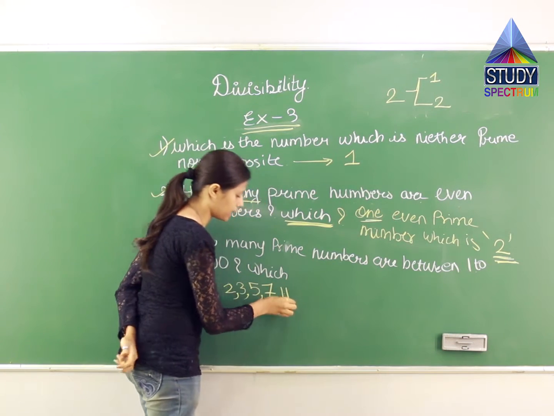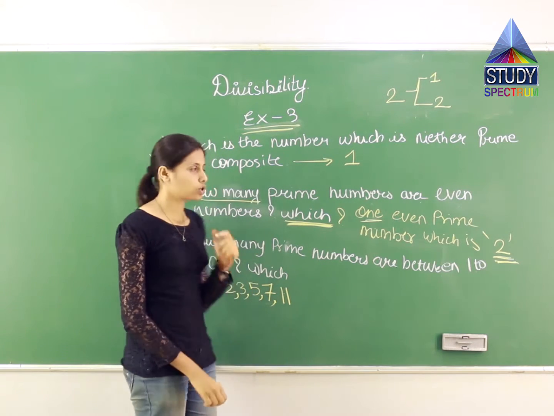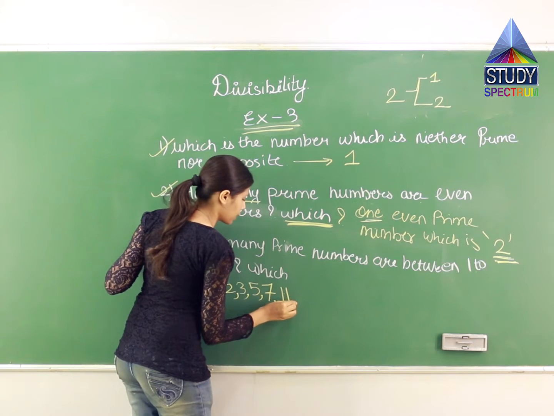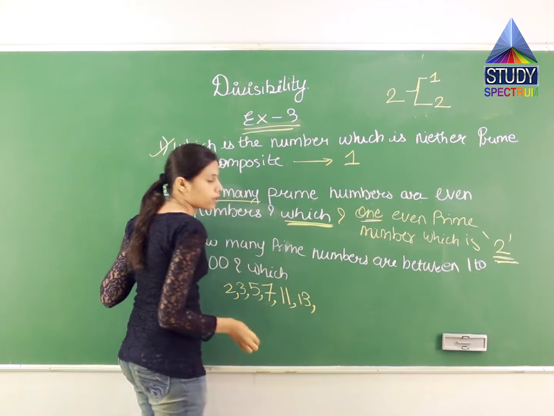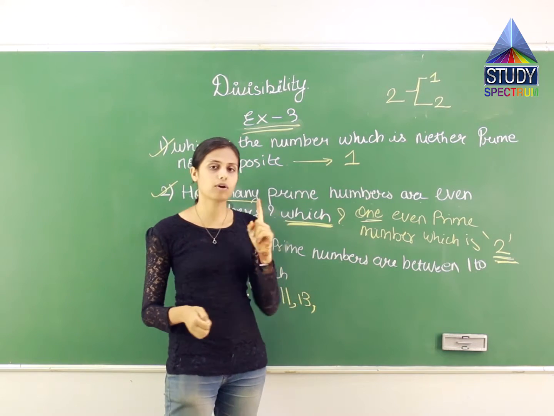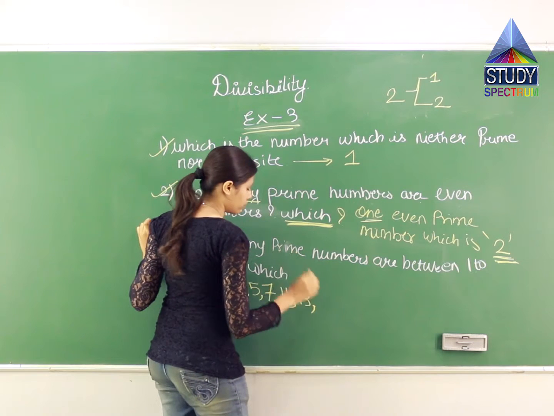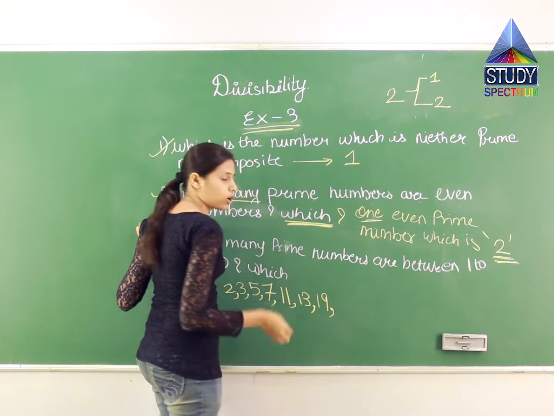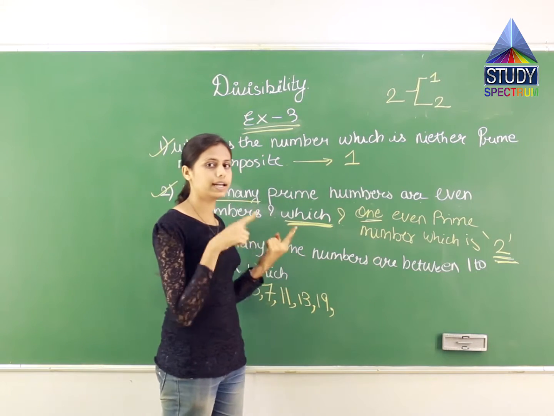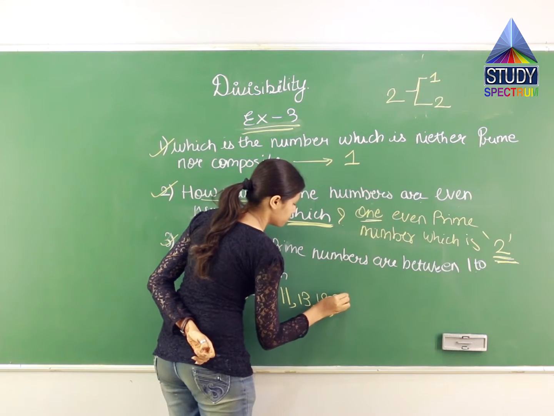11 is a prime number. 11 किसी के भी टेबल में नहीं आता है except 1 and 11 itself. So 11 is a prime number. Then 12 is not a prime number. 13 is a prime number because it comes in the table of 1 and 13 itself and not any other table. Then I have 19 as a prime number because 19 also comes in the table of 1 and 19, not any other table. Then I have 23.